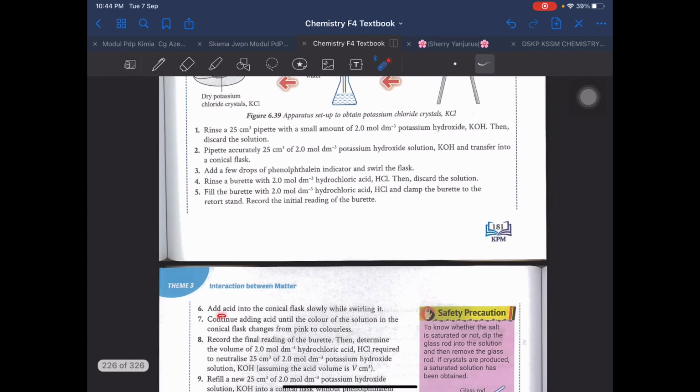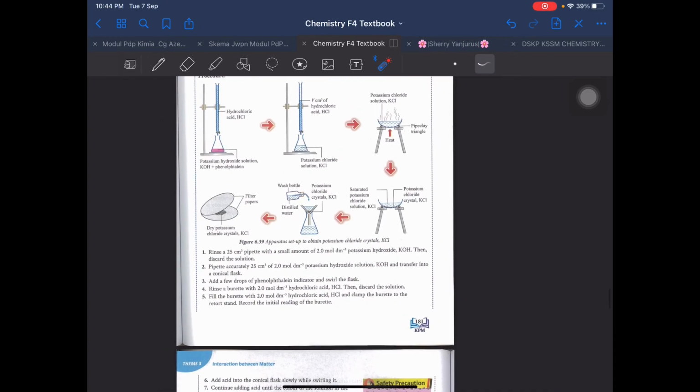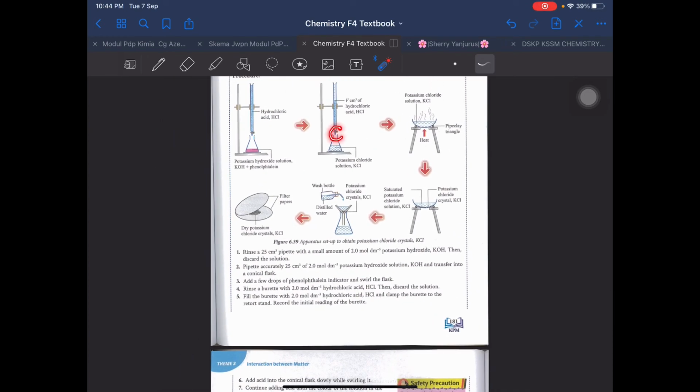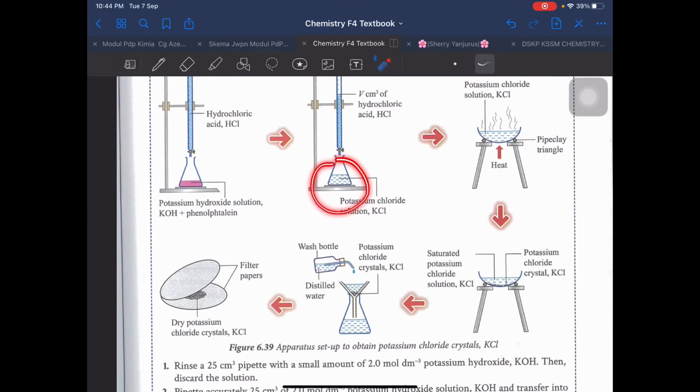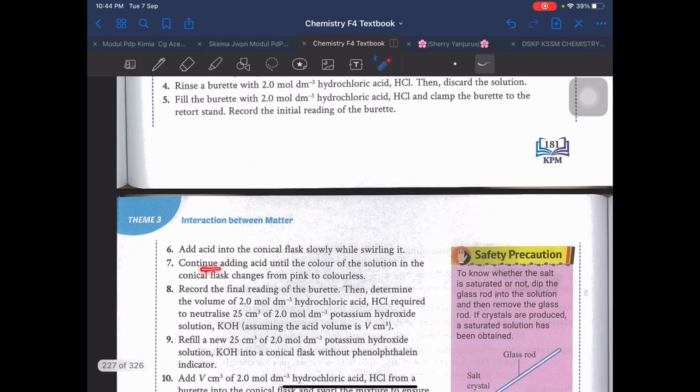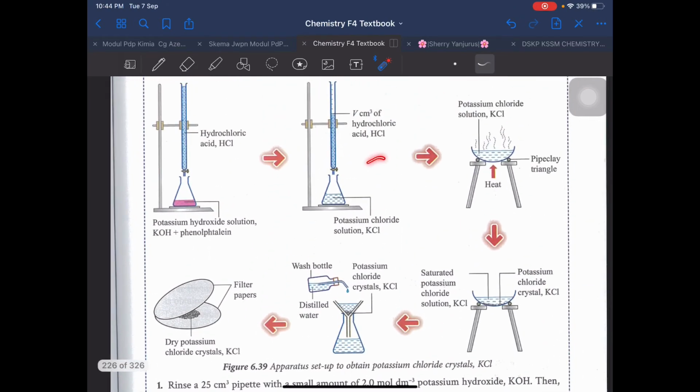Okay, then add acid into the conical flask slowly while swirling it. What you do? This acid, you are going to open this valve, okay? Drop it slowly and then you swirl it. Swirl. Continue adding acid until the color of the solution in the conical flask changes from pink to colorless. Kalau dia sudah neutral kan, when it's neutral already, when you drop the acid into the alkali, you will see the color changes from pink to colorless. Kenapa dia begitu? Sebab dia sudah neutral.